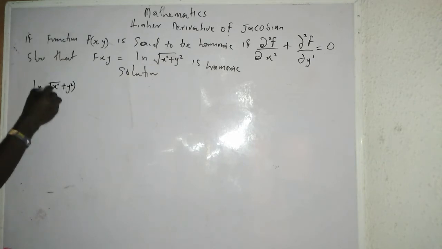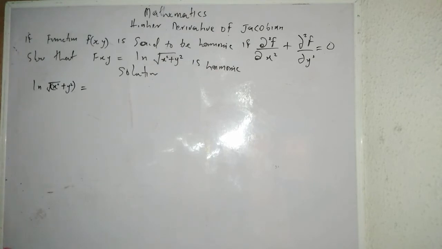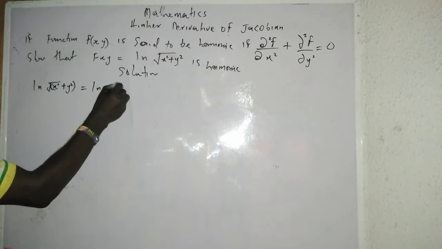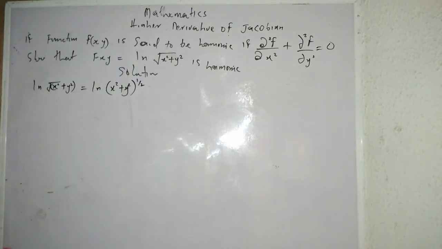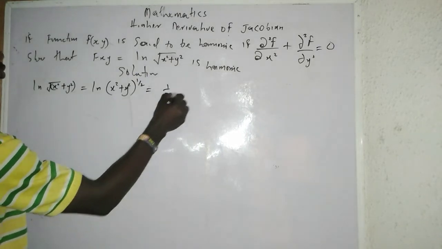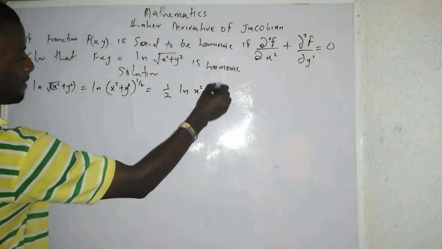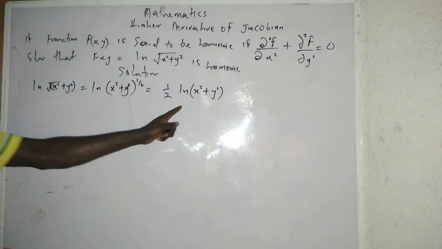Okay, let me introduce brackets. This can also be the same thing as what? ln of (x squared plus y squared) to the power of 1 over 2. Now, if I apply my law of logarithm, I can also have 1 over 2 ln x squared plus what? y squared. Now, these are all the same. With the law of logarithm, we will understand that.